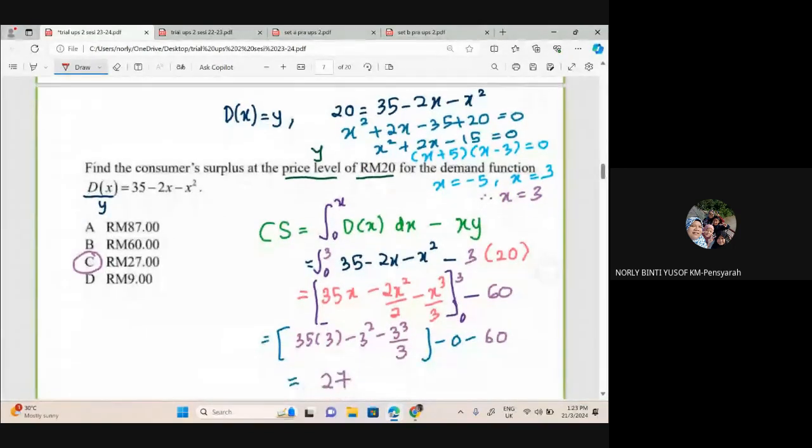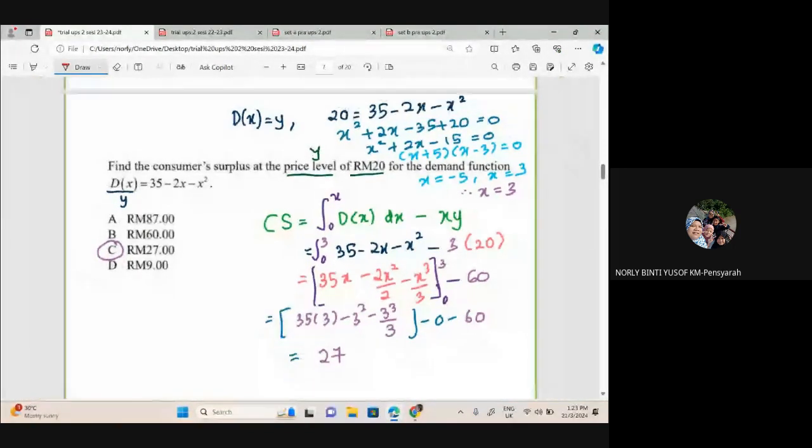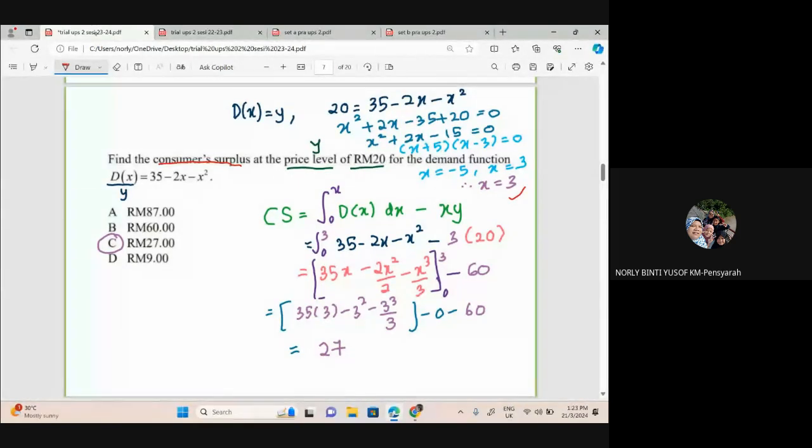Okay, the next question also involves the formula for CS. That means find the consumer surplus CS at the price level. The price level is Y. So given Y, find X first. So put in the formula for the demand function, 20 equated with the quadratic. You solve. You will get X equals 3 because quantity is positive. Then you substitute into the formula for CS. The CS formula you must know in order to solve the question in your UPS. For CS, the integration of the demand function is in front. For PS, the supply function is at the back. So put in 0 to 3 the function minus 3 times 20.